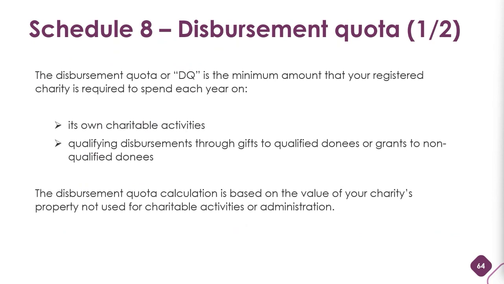Schedule 8 is for calculating the disbursement quota. This schedule is triggered when you respond yes to question C17 or line 5850 about property not used in charitable activities or administration, and it is based on the value of this property. Disbursement quota, or DQ, is the minimum amount that your registered charity is required to spend each year on its own charitable activities and/or qualifying disbursements through gifts to qualified donees or grants to non-qualified donees.